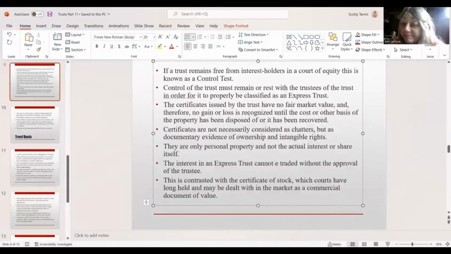Okay. All right. Certificates are not necessarily considered as chatters, and you heard that correctly, but as documentary evidence, ownership, and intangible rights. They are only personal property and not the actual interest or share itself. The interest in an express trust cannot be traded without the approval of the trustee.